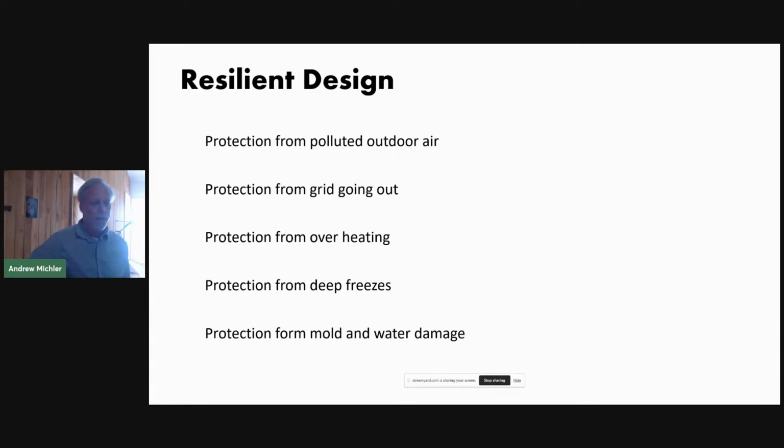Protection from overheating, the same situation. If the air conditioning goes out, is the house going to be unlivable within hours? And protection from deep freezes. If the power goes out, how do we make sure that the pipes don't break, as we saw happening in Texas? And then the smaller, more nuanced things like mold. Mold can be designed out of buildings, but it's surprising how often mold creeps up, not just from a leaky window or leaky roof, but from condensation. That has a lot to do with the fabric of the building not being well detailed.